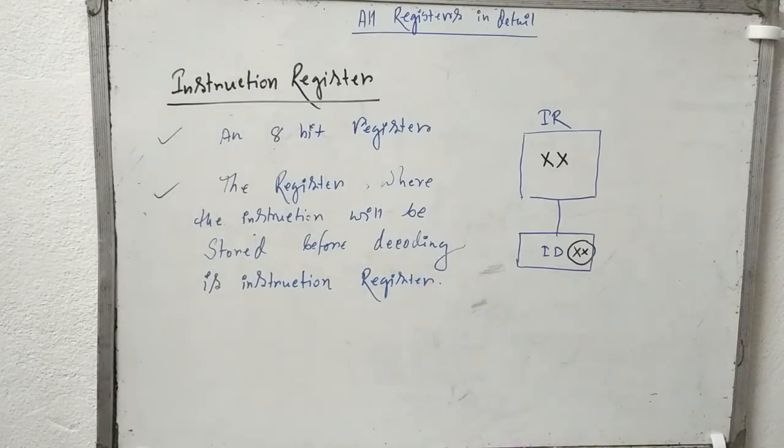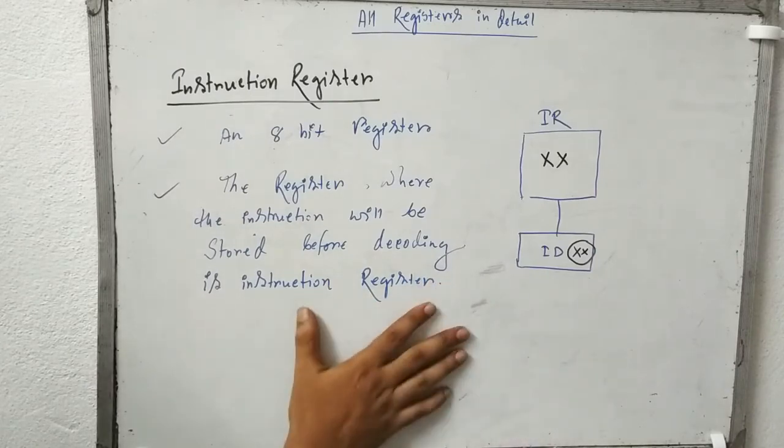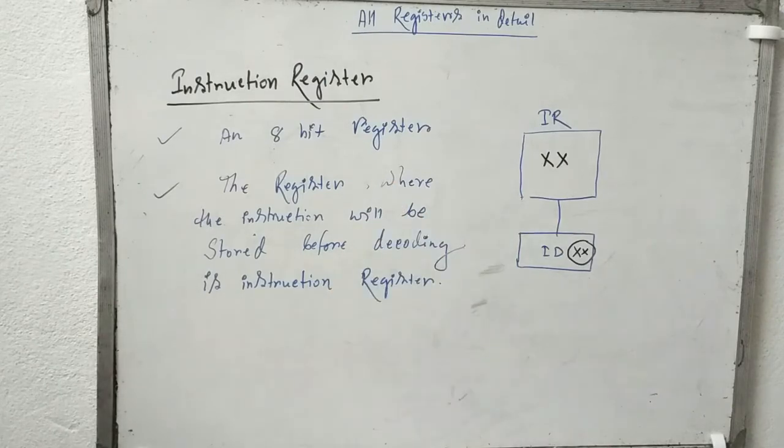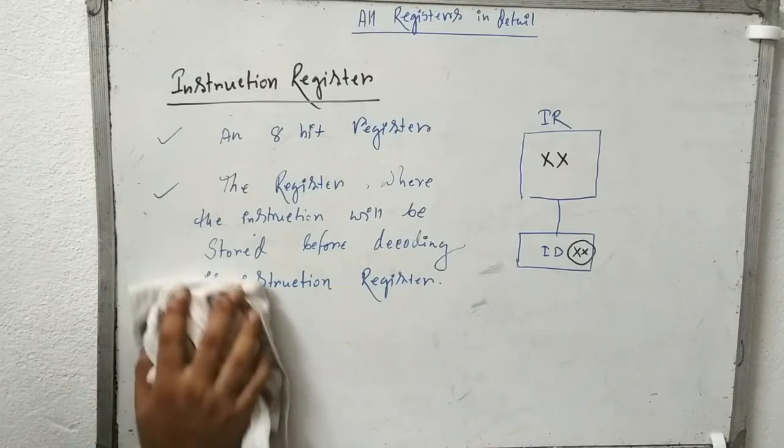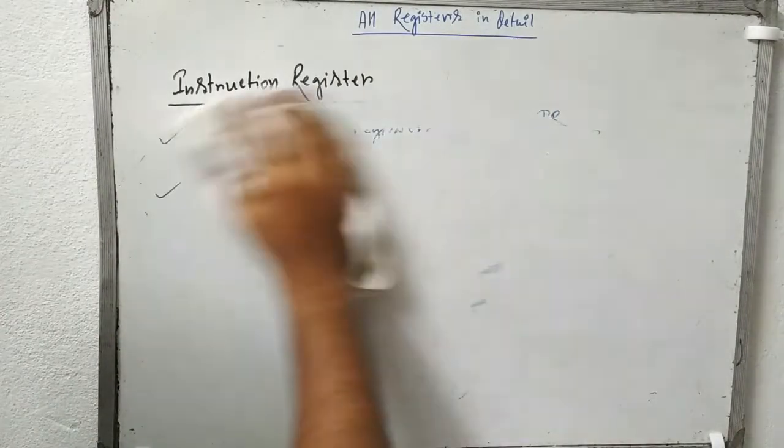The register where the instruction is stored before decoding is called the instruction register. So these were all the registers that we have demonstrated here. Now let's see those registers in an overall way.